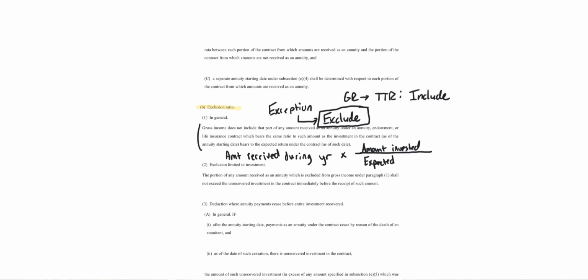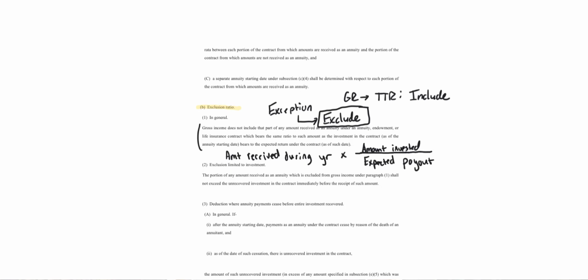Now, there are tables that we use in the IRS regulations that provide your expected life, what your life expectancy is. And you multiply the amount you're going to receive per year by the life expectancy, and that's your expected payout. So that is your exclusion ratio.